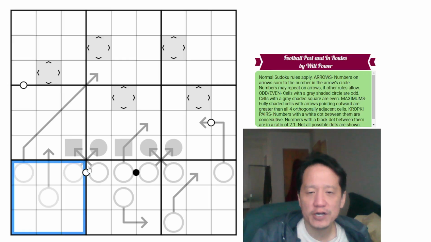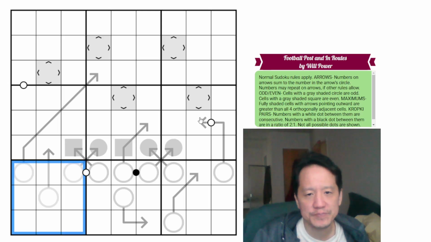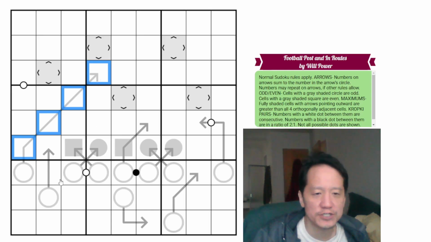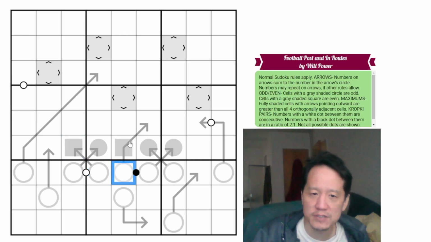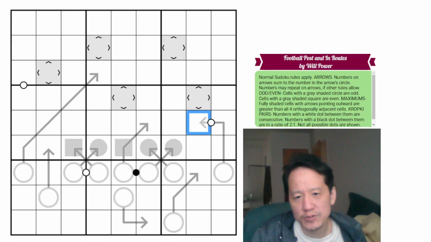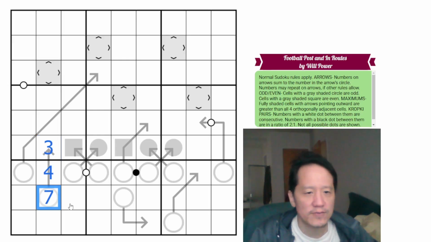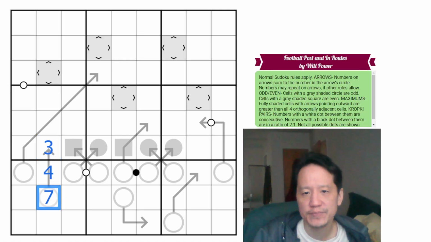Arrows. Numbers on arrows sum to the number in the arrow's circle. Numbers may repeat on arrows if other rules allow. So basically, for example, this is the sum of all of these 4 digits. This is the sum of these 2. This is the sum of this 1. This is the sum of this 1. This is the sum of these 2, etc. As an example, let's use this one. This could be something like 3, 4, and 7, right? Because these 2 digits along the arrow must sum to what's in the circle. And 3 and 4 does sum up to 7.